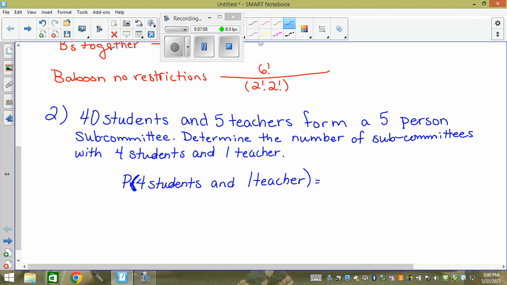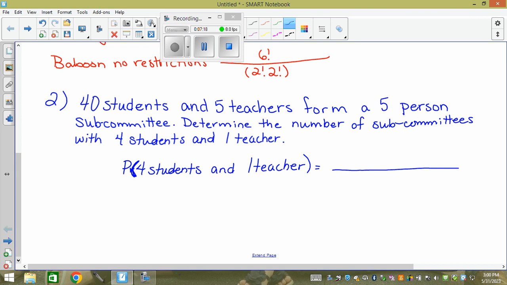If I didn't say the word probability, I'd have no denominator, right? I just have an answer like we did before. So in this one, I'm going to figure out getting 4 students and 1 teacher off to the side first to help myself out, because that's my numerator.